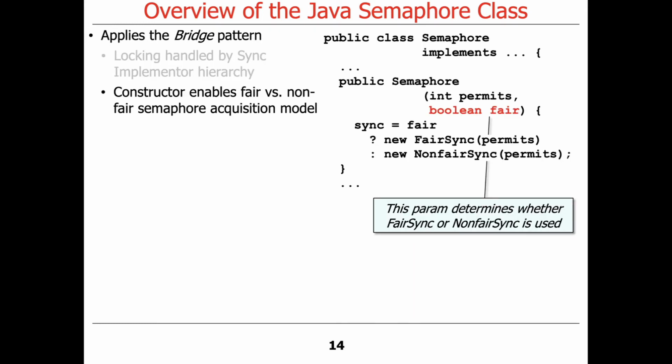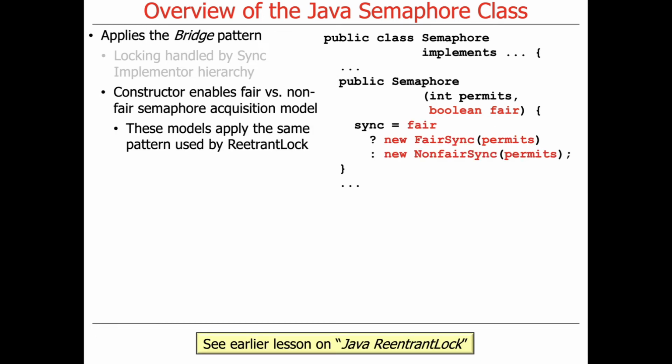The constructor here can be used to enable fair versus non-fair semaphore behavior or semantics. And it's by a Boolean parameter that's passed in here. And basically, if the value of fair is true, then we make a FairSync implementation. Otherwise, if the value of fair is false, we make a NonfairSync implementation. And I'll explain more in a second what it means to be fair and non-fair. And this is the same type of pattern that's used in the reentrant lock class we're going to talk about later in the course.